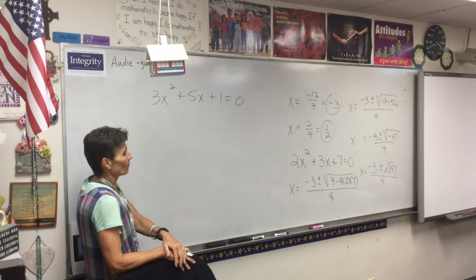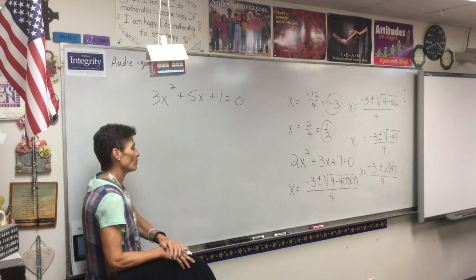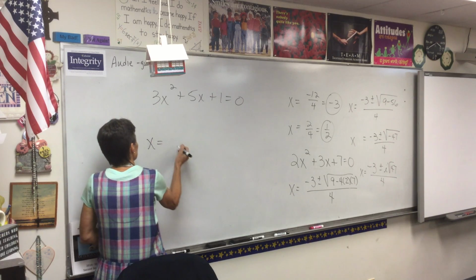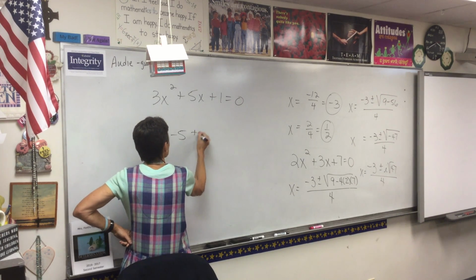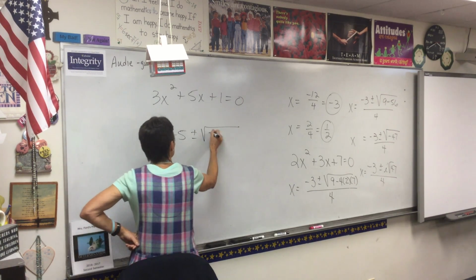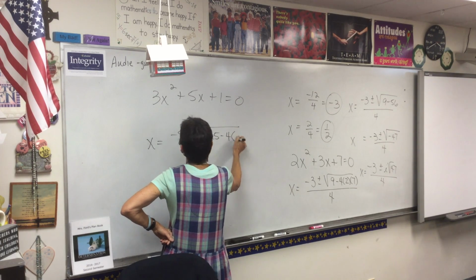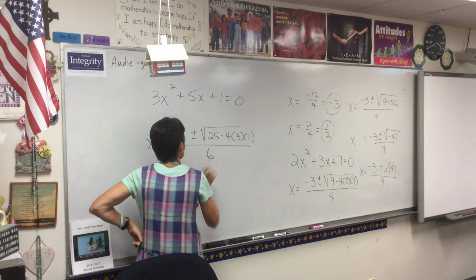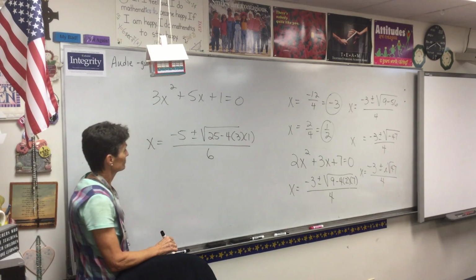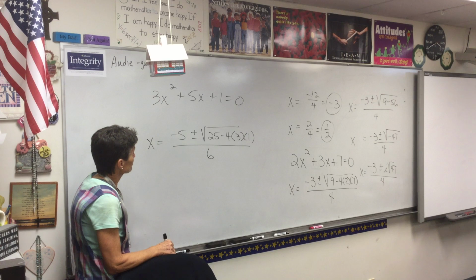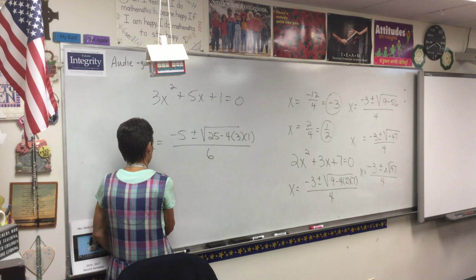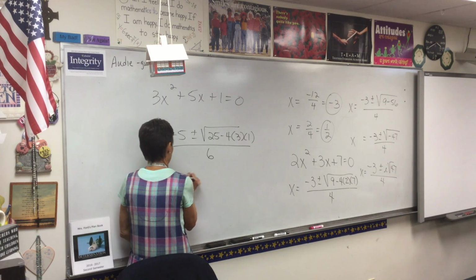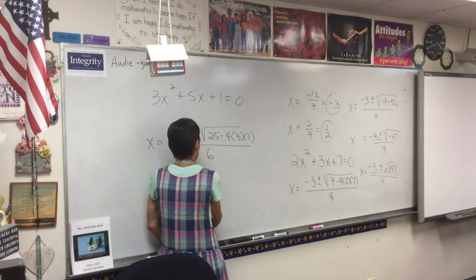All right, so here we go. Quadratic formula one more time. x equals negative b plus or minus the square root of b squared minus 4 times a times c, all over 2a. Is this one going to have an i? Wait, no.